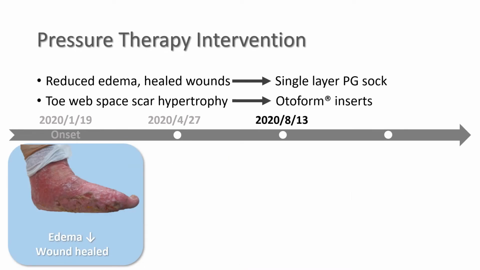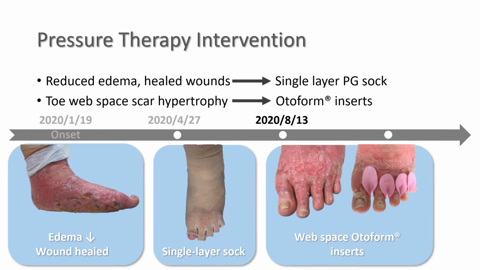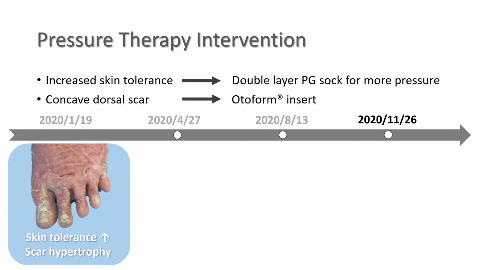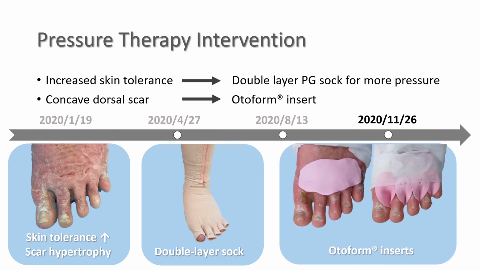After 4 months, edema was reduced and wounds healed. Therefore, the patient began wearing a pressure garment sock on August 13th. Toe web spaces show signs of hypertrophic scar growth, so autofoam inserts were used underneath the sock to provide additional pressure. By the end of November 2020, scars still show signs of hypertrophic growth. Because skin tolerance to pressure had increased and skin no longer broke or blistered easily, the patient began to use a double-layer pressure garment sock. Also, apart from continued use of autofoam insert in the toe web spaces, another autofoam insert was made to cover the irregular and concave-shaped scar on the dorsal forefoot.